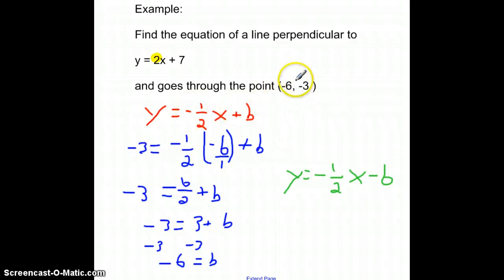As long as they're giving us a point that's on the line, we can always plug that point into our recipe here for the line and find out whatever's missing.